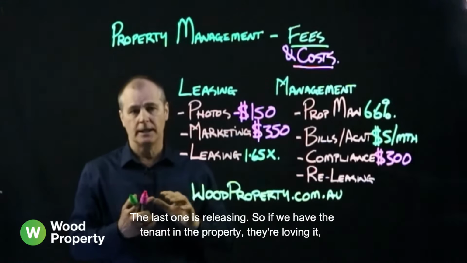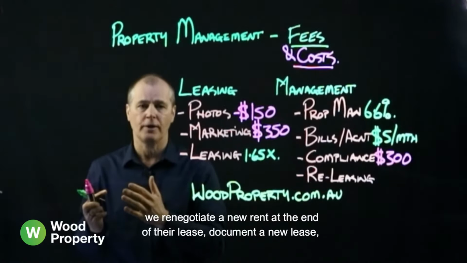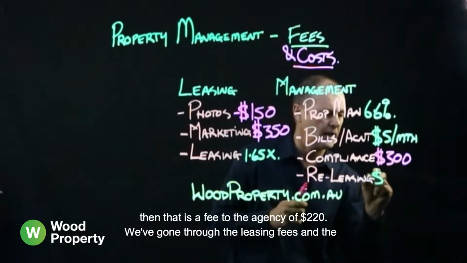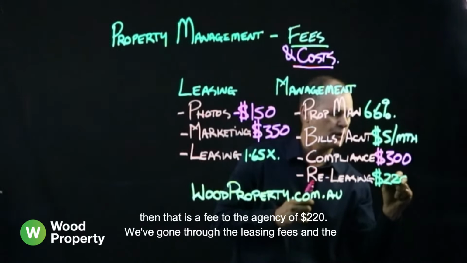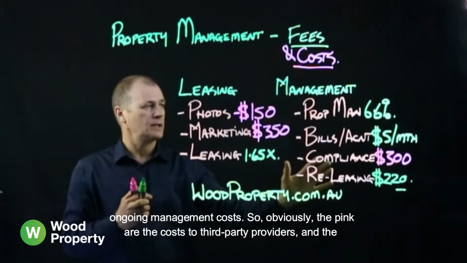The last one is re-leasing. So if we've got the tenant, they're in the property, they're loving it, we renegotiate a new rent at the end of their lease, document a new lease, then that is a fee to the agency of $220. So we've gone through the leasing fees and the ongoing management costs.